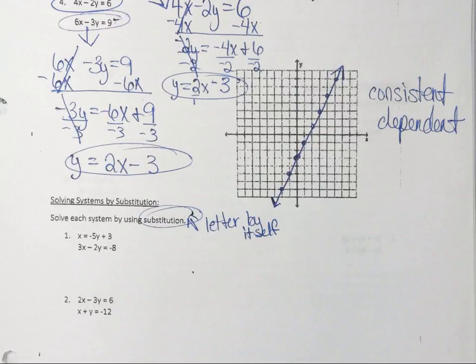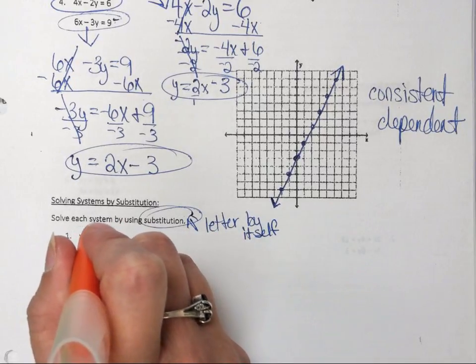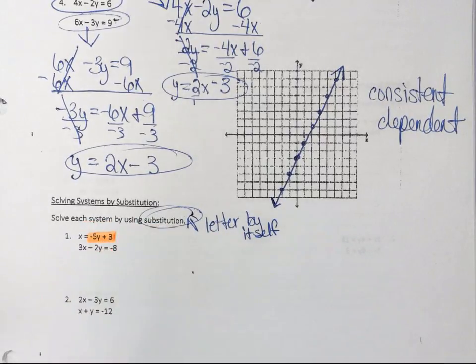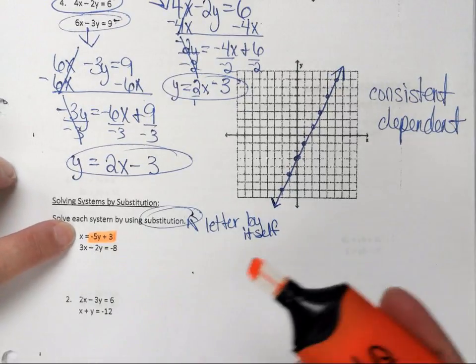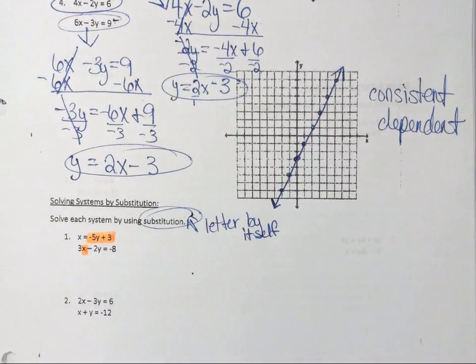Alright, look at number 1. Do you have a letter by itself? You have x by itself, right? What's x equal? Negative 5y, keep going, plus 3. That's what I want to highlight, okay? So you want to highlight that part. And then on the next equation, where do I want to plug that in? If this was equal to x, then I want to highlight my x. So that's where it's going to go.